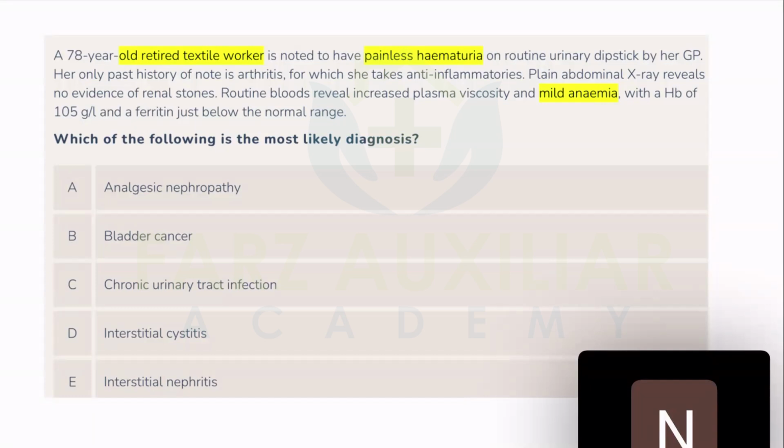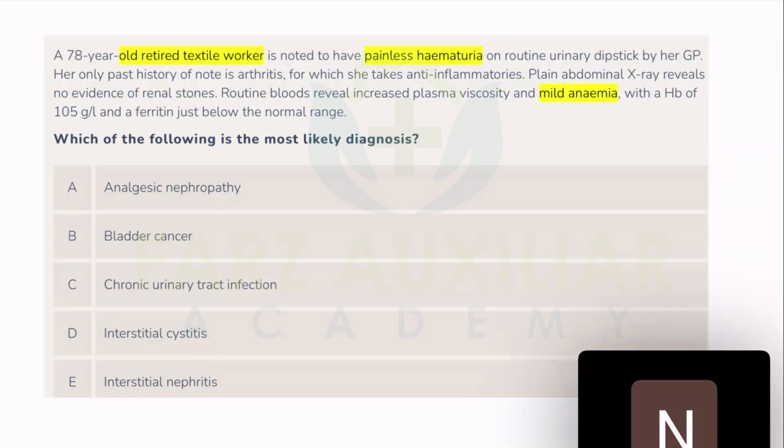Bladder cancer: textile worker, elderly person, painless hematuria, some anemia is there. Most common is bladder cancer. Chronic UTI, they have not given anything to suggest chronic UTI. There are no renal stones. So interstitial cystitis, interstitial nephritis, there are no features here.